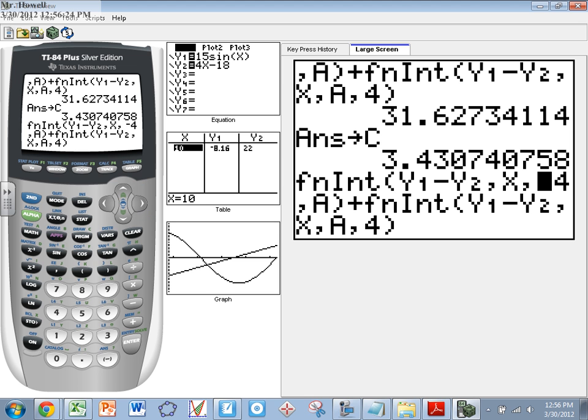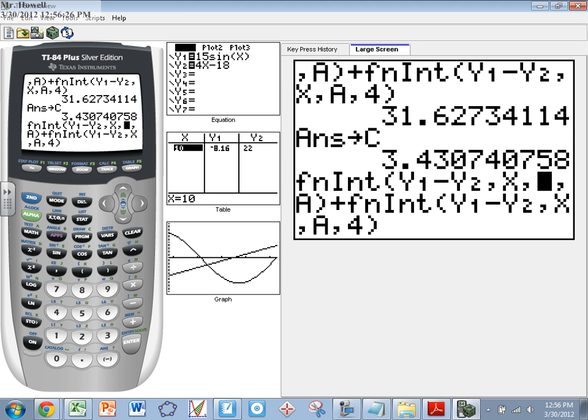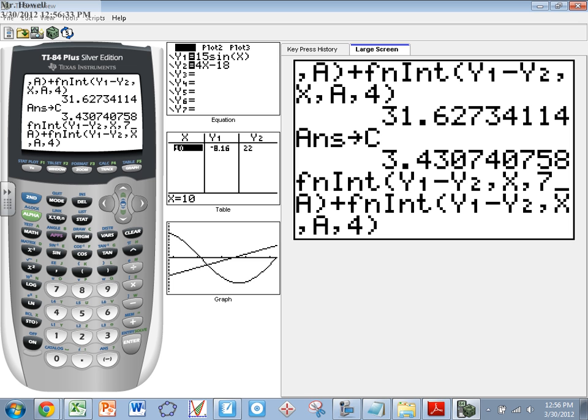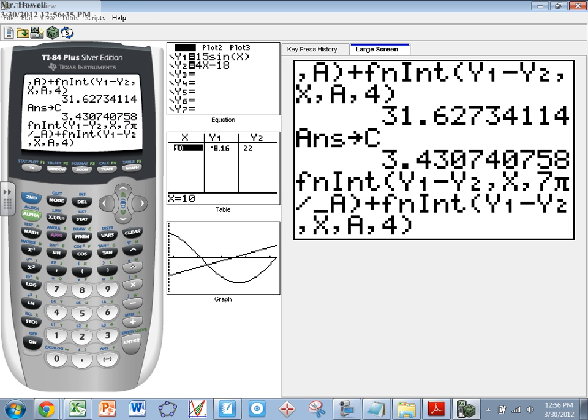Good, so I'm going to press delete, delete. Then I'm going to insert the number before it. So I'm going to press second insert, 7, second pi divided by 12, then my comma.